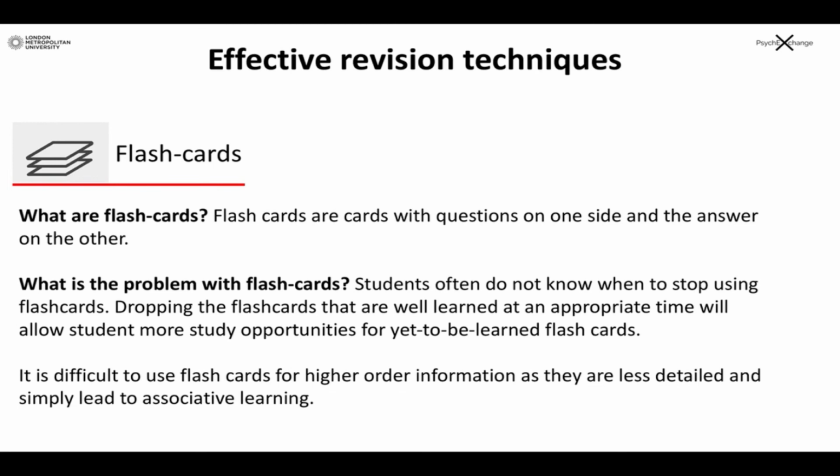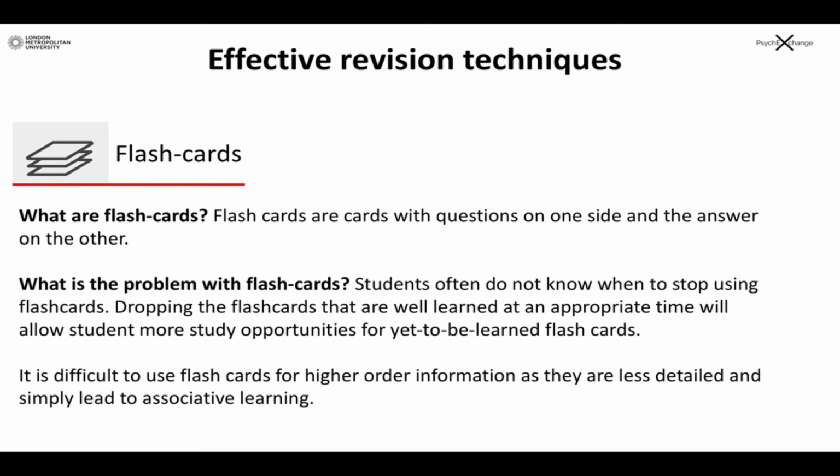Lastly, we have flashcards. So what are they? They are cards with questions on one side and the answer on the other, or a key term on one side and the definition on the other. Like all other techniques, there is an issue with it. Students often do not know when to stop using flashcards.